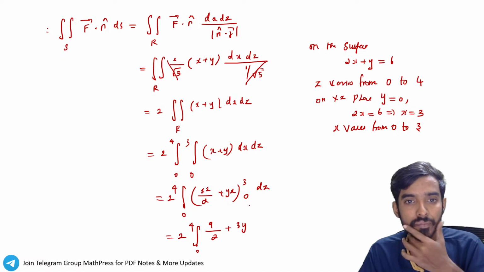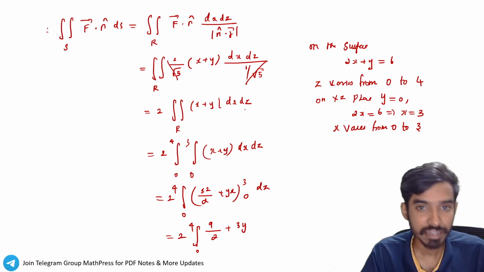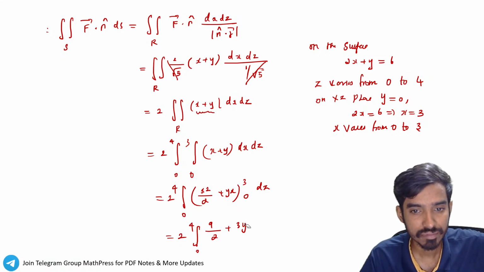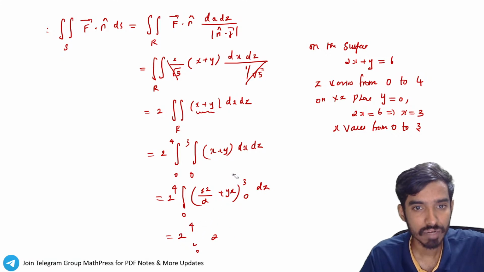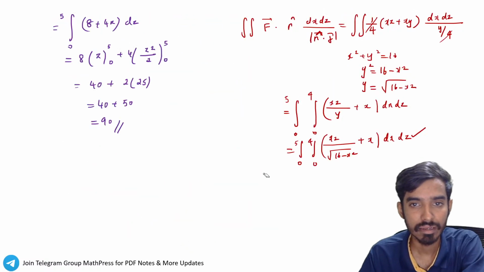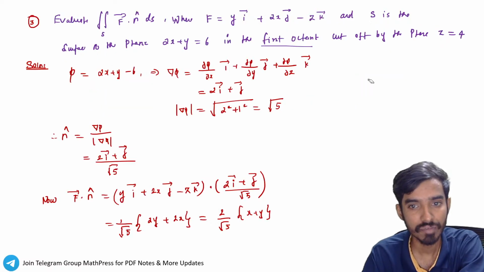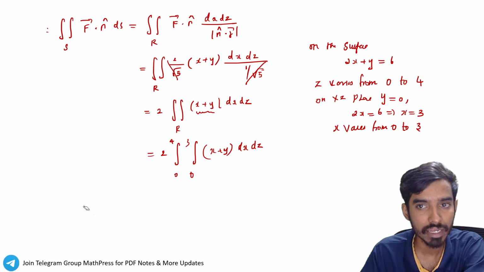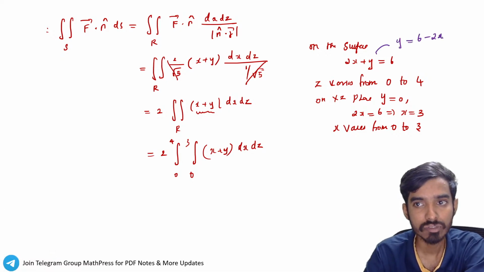Okay, wait. Sorry, here everything should be in terms of x and z. Wait a minute, I forgot to convert that, like we did here. If you are performing dx dz, everything should be in terms of x and z. So we need to convert y. Here we can convert y to be equal to 6 minus 2x.